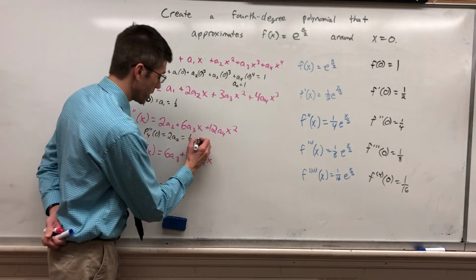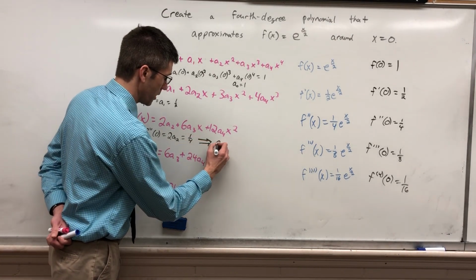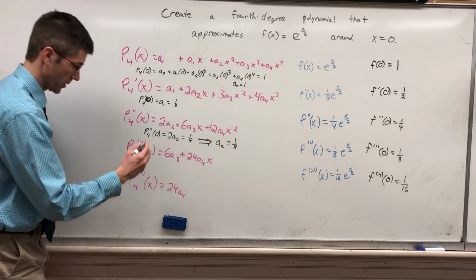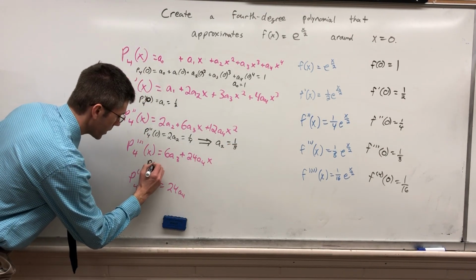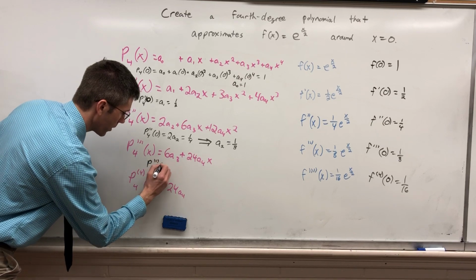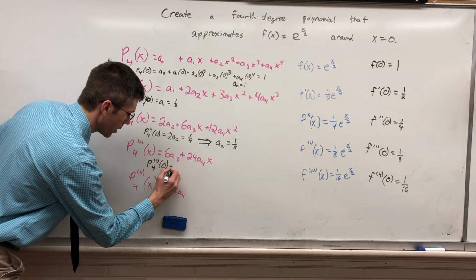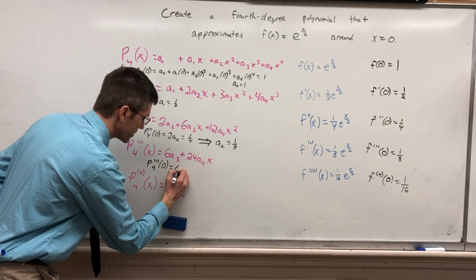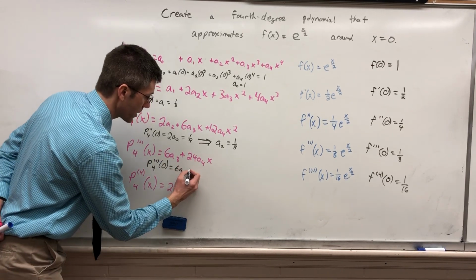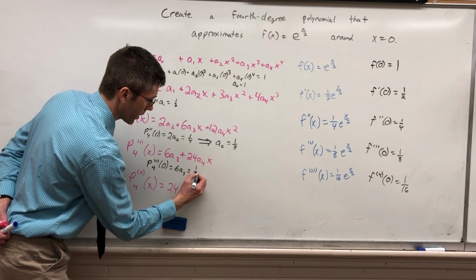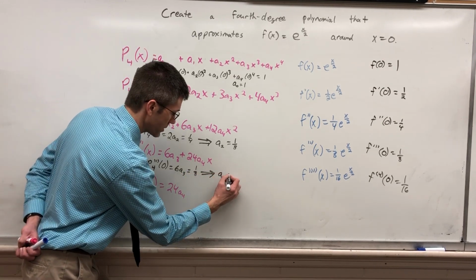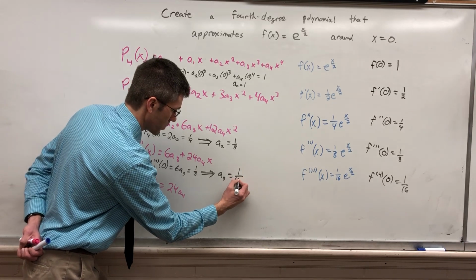Oh, okay, what that tells me is that a sub 2 is 1/8. Okay, let's keep going. P triple prime, this is going to be gone, and I have 6 a sub 3 equals 1/8, and that means that a sub 3 equals 1/48.